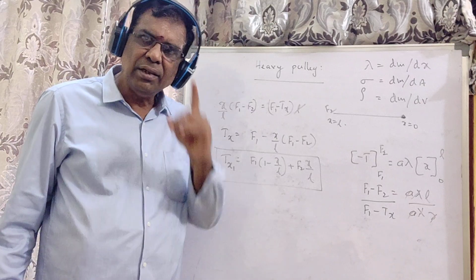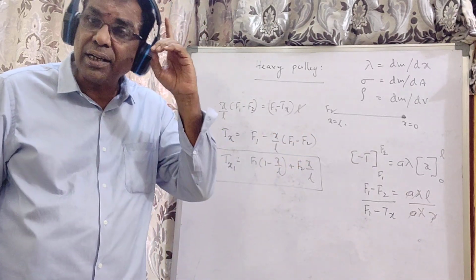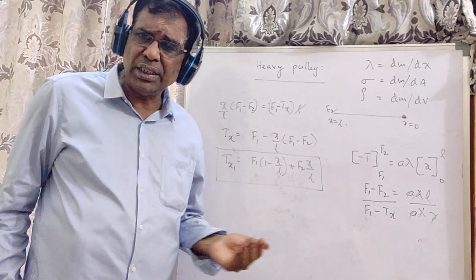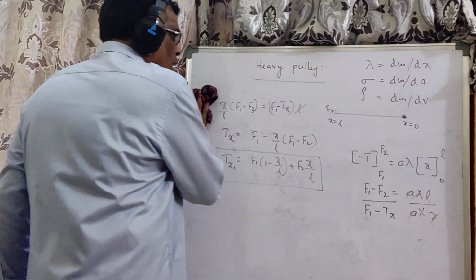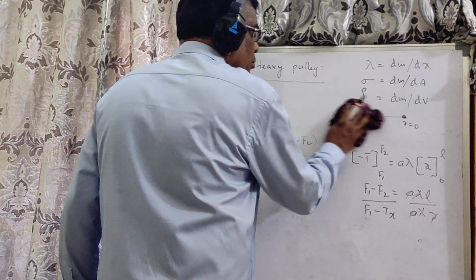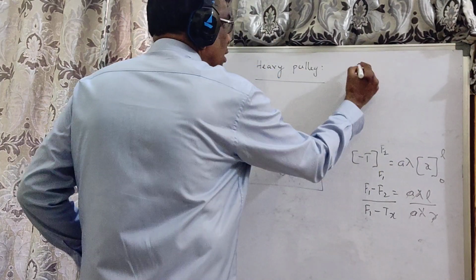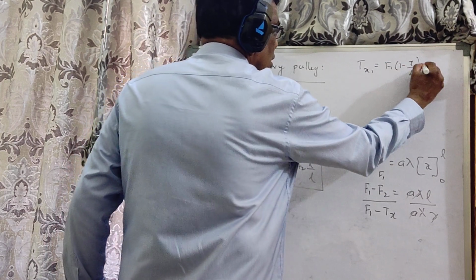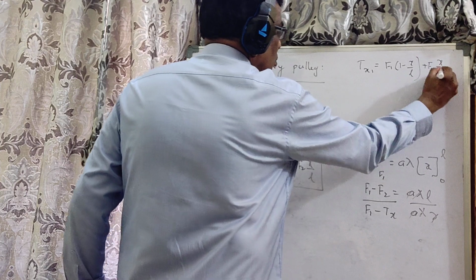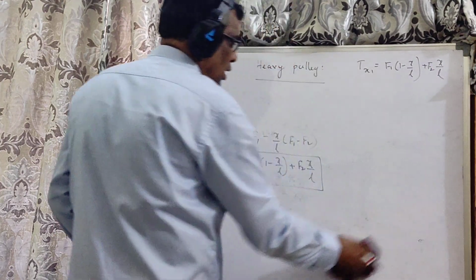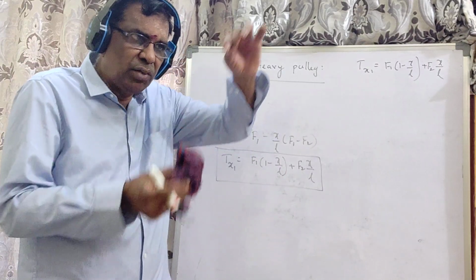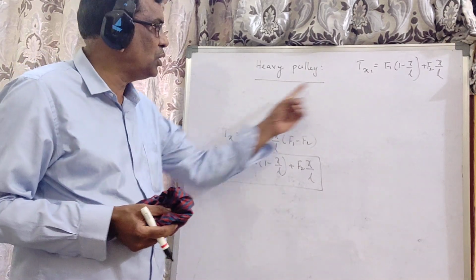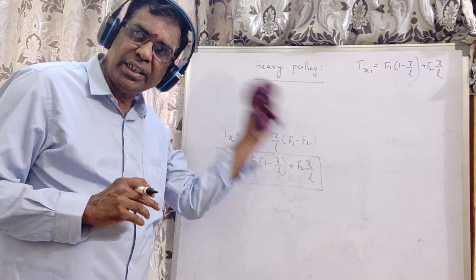All this is valid when it is a heavy rope of constant density, constant linear density. Sometimes they may give you, what if lambda varies? I will write it here. Tx1 is F1 into... I am writing it in such a form so it is easy for you. You look, I have applied the limits twice. One for the extreme values, one for a general value and a known value, so that you can directly find what is of interest to you.